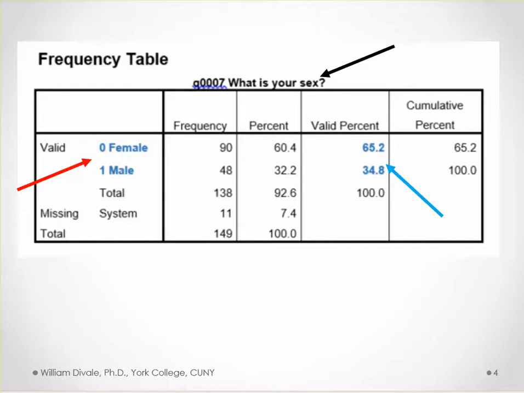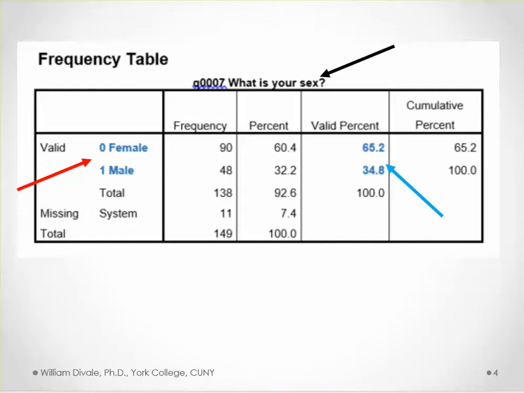The red arrow points to the two labels, the two variations to that question. Either the person said they were a female, which was scored as a 0, or they're a male, which is scored as a 1. Now, the other important column that I want you to look at is where I have the blue arrow. And that is the valid percent, which is the percent of your sample.